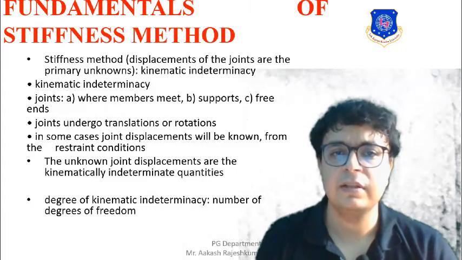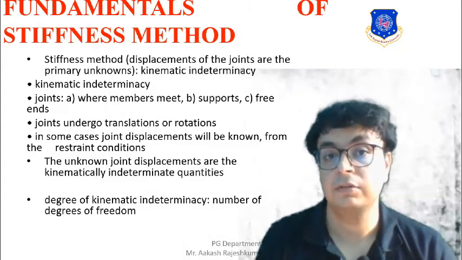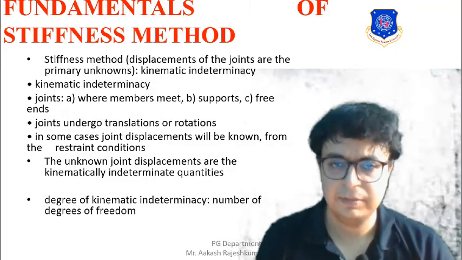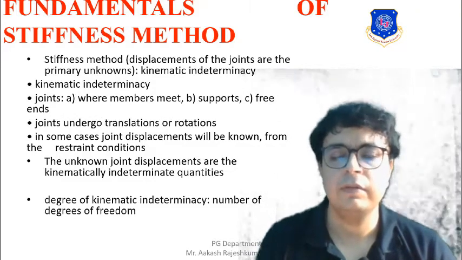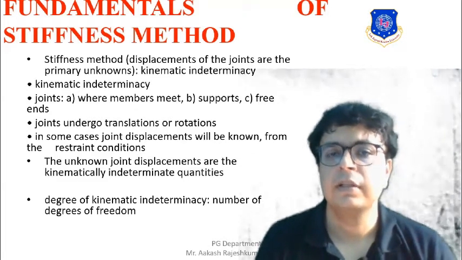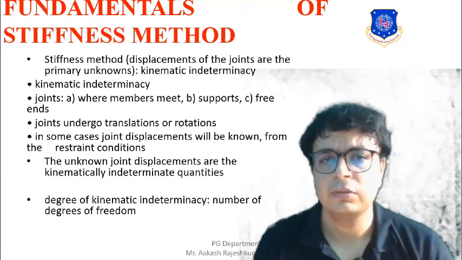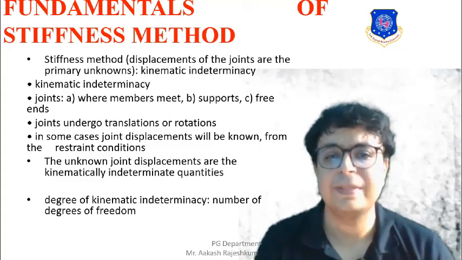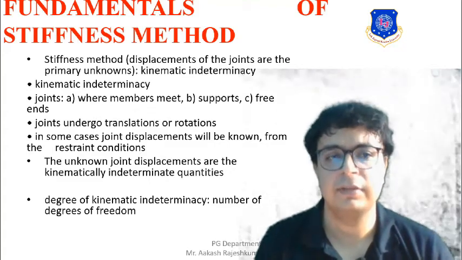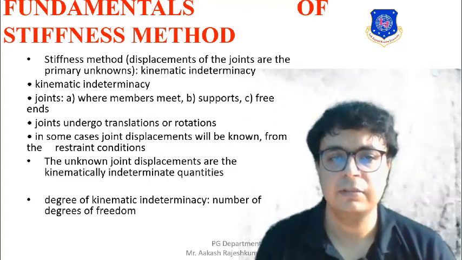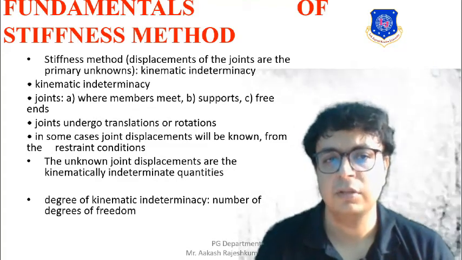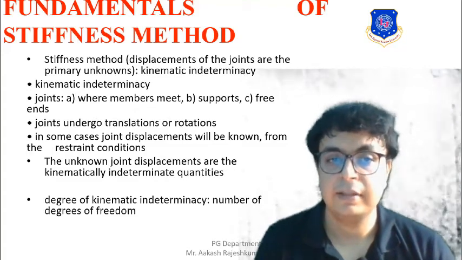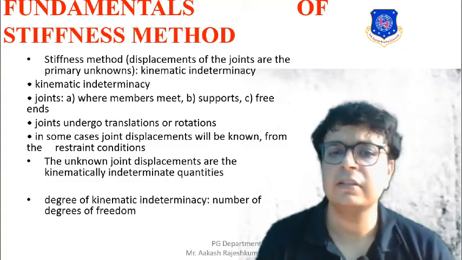Basically, in the stiffness method, displacements of the joints are the primary unknowns. It is kinematic indeterminacy. As I discussed in the previous slide also, first of all we have to find the kinematic indeterminacy. It is just the degree of freedom. It is the freedom in which the structure can move when it is being loaded. So kinematic indeterminacy will be at the joint, at the support, and at the free end also. We can say that it is the degree of freedom.